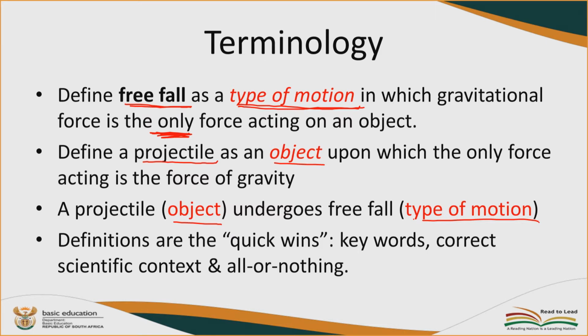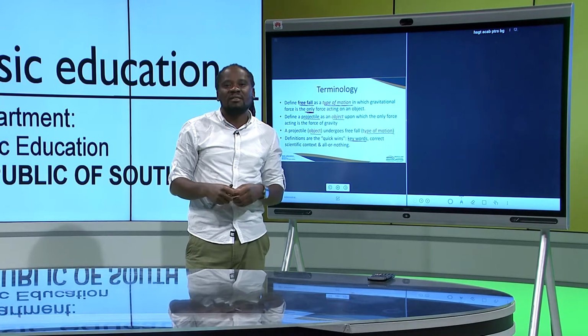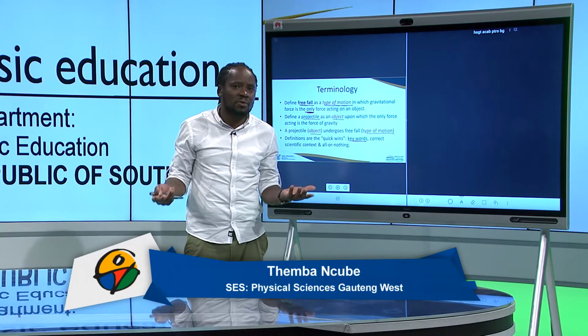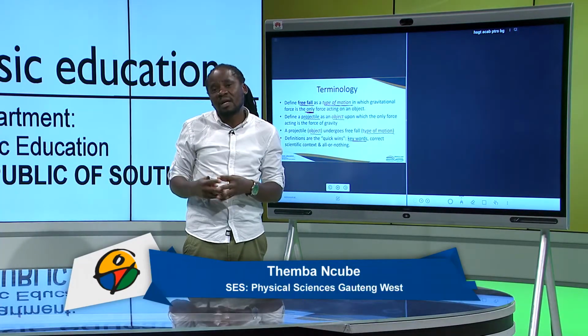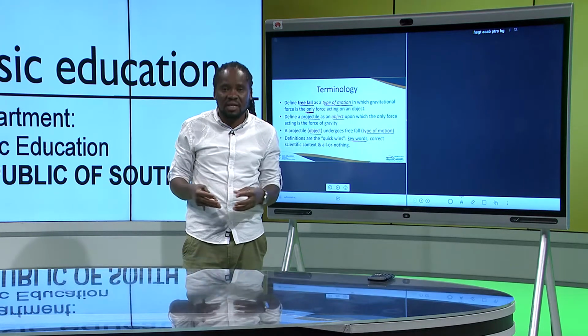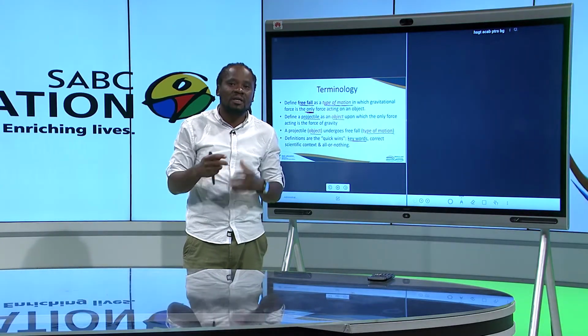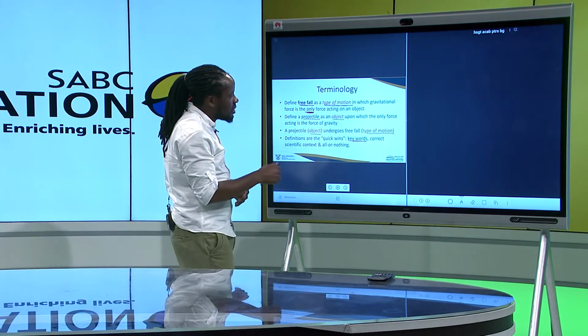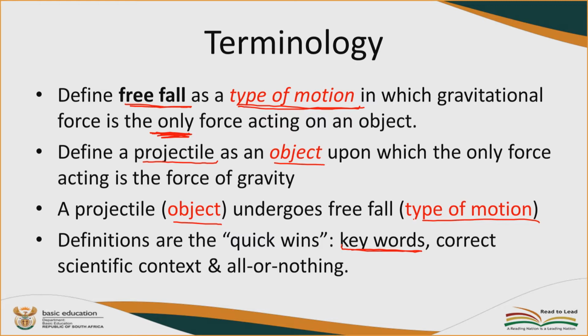And then finally, we're also saying the definitions are quick wins. Keywords are very important, as it suggests. Now, if you remember very well, the examination guideline is a very important tool for us because we use quite a lot of sources, but the exam guide gives us the precise definitions as per the expectation of the examiners. So if we familiarize ourselves with that document, I think it will go a long way in terms of our quick wins. So the keywords must be used in the correct scientific context. And remember, when we say it's all or nothing, it simply means that you either get 2 out of 2 or 0 out of 2. So our definitions must be very, very intact, right?